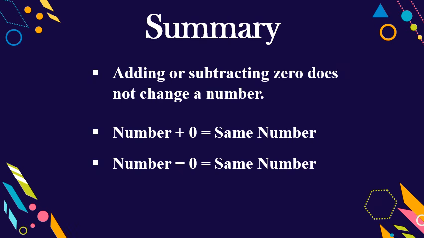Now we summarize our lecture. You should keep these points in your mind. Adding or subtracting 0 doesn't change a number. It means number plus 0 equals same number. Number minus 0 equals same number. We get the same number in the answer when we add or subtract 0 from any number.